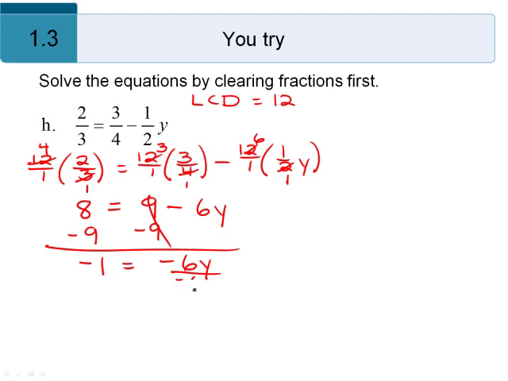Then divide by negative 6 on both sides. So we get y. Now be careful here. Remember, 2 negatives on a fraction ends up being a positive. So you'd have y equals 1/6.